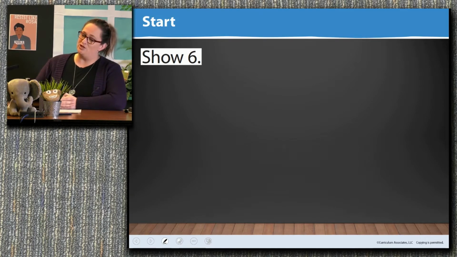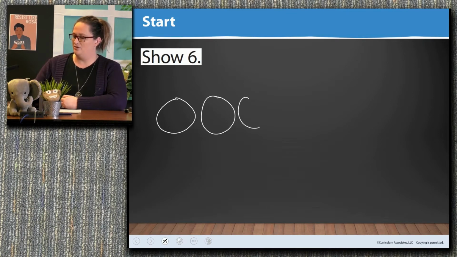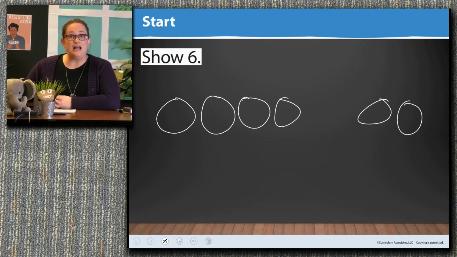Mabel, what are some ways they could show 6? They could show me 6 fingers. They could show me 6 counters. Nice job, Pebble. They could show me 6 circles drawn. They could hop 6 times. You show me 6 how you want to show me 6, and I'm going to draw 6. 1, 2, 3, 4, 5, 6. How did I show you 6? I did it with 4 and 2.